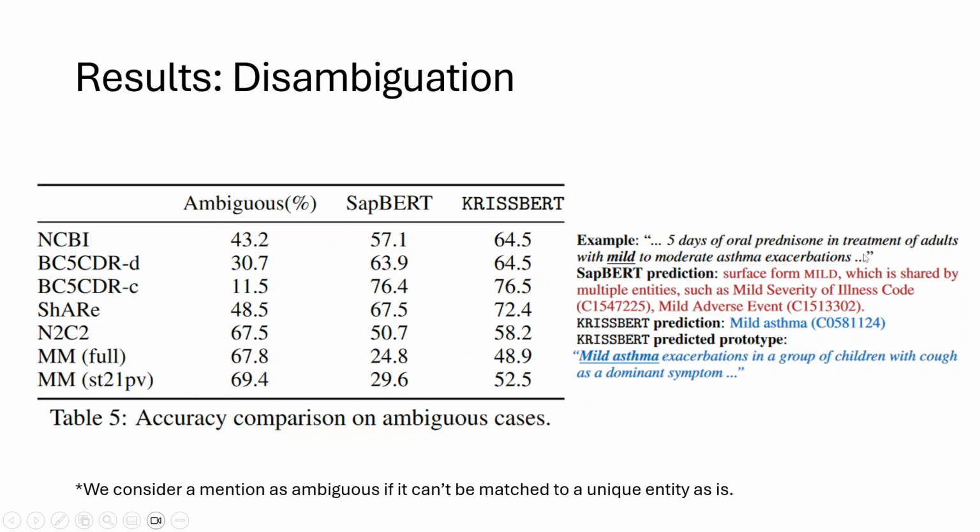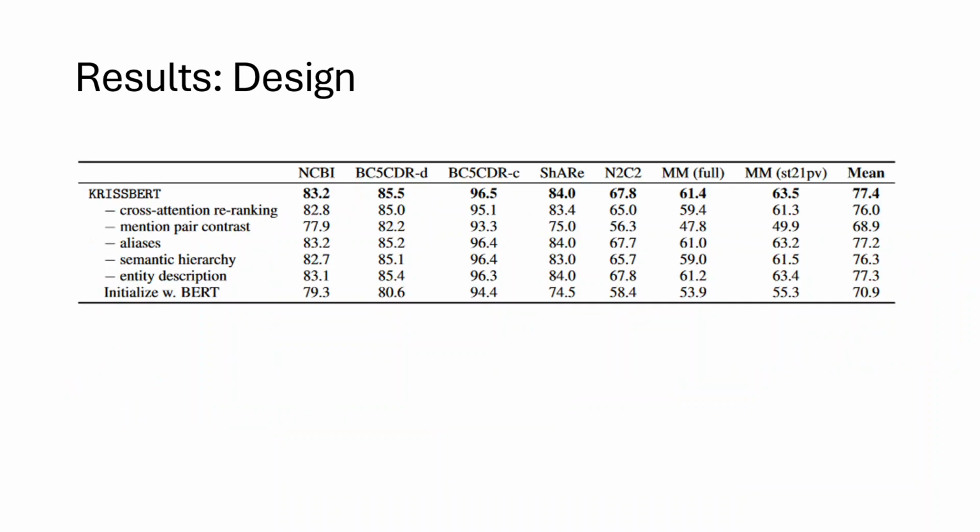Here we have: "5 days of oral prednisone in treatment of adults with mild to moderate asthma exacerbation." In this case, SapBERT predicts mild. It has as candidates mild severity of illness code or mild adverse event, because it doesn't understand that asthma is following this. But in KRISSBERT, as we encode not only the word, not only the mention, but also the surrounding context, it quickly identifies that it's related to mild asthma. This is very powerful.